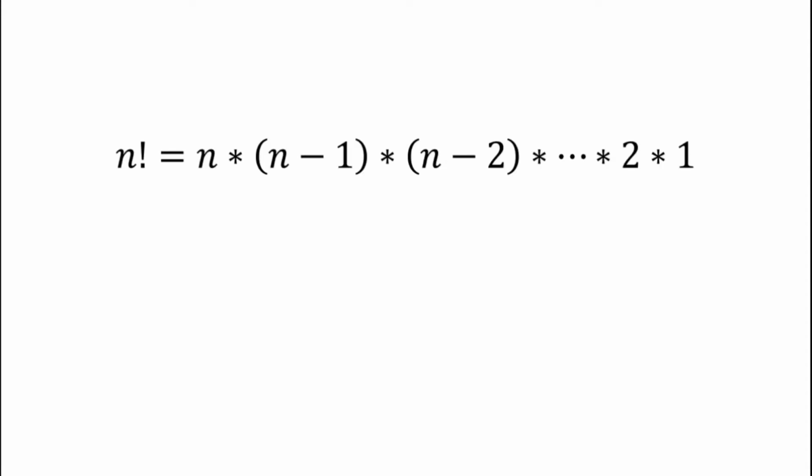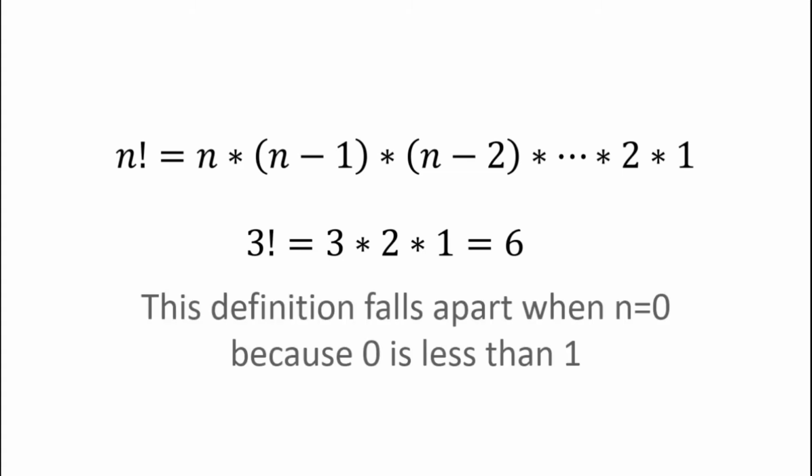In math, we calculate n factorial by multiplying all the numbers between 1 and n. So n factorial equals n times n minus 1 times n minus 2 and so on, all the way to 2 times 1. So for instance, 3 factorial is equal to 3 times 2 times 1, which is equal to 6. This definition seems to fall apart, however, when n equals 0, because 0 is less than 1.